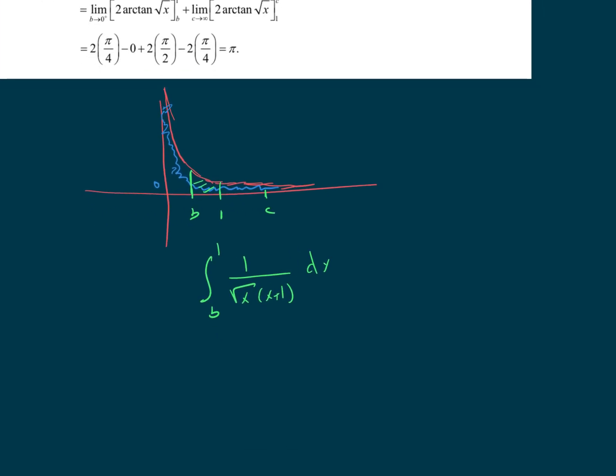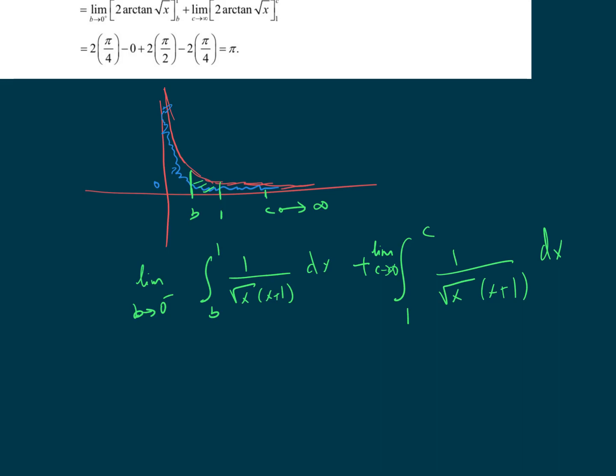And we will do the limit when v goes to 0 from the right. And later on, we need to add the area from 1 to c of the function 1 divided by square root of x, x plus 1 dx. But we need to make the point c go to infinity. So we need to take the limit when c goes to infinity.